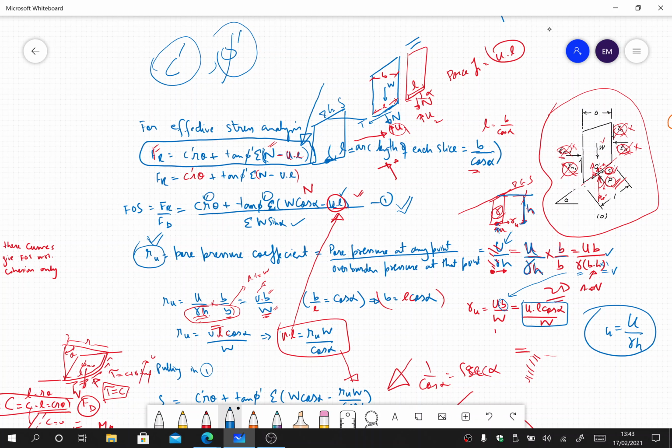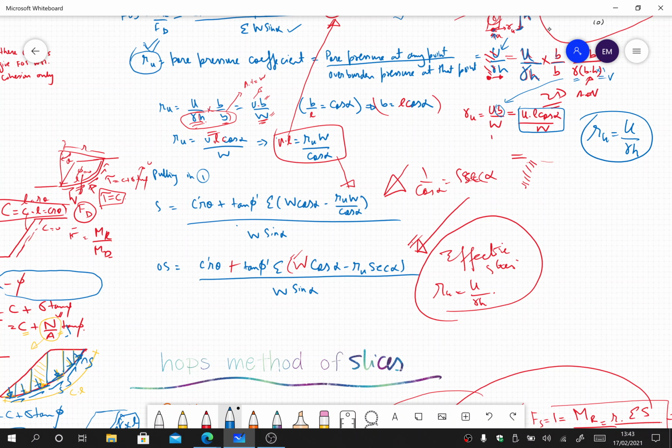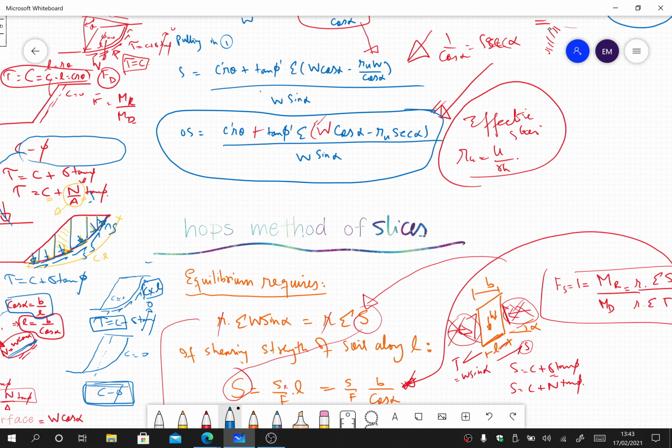Let me go to that point. So this is the equation of factor of safety. The lower factor remains the same, that is, summation of W sin alpha. Sorry, I forgot the summation sign. So c dash R theta plus tan phi dash summation of W cos alpha minus RU secant alpha. Because 1 over cos alpha is equal to secant alpha.